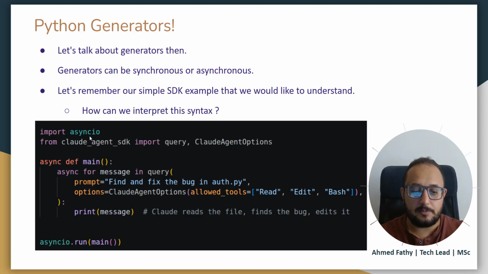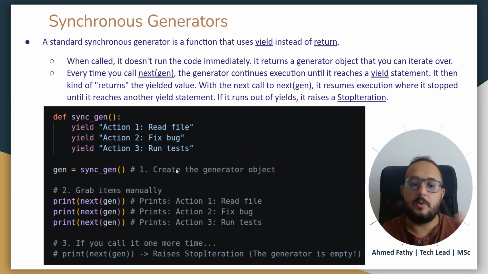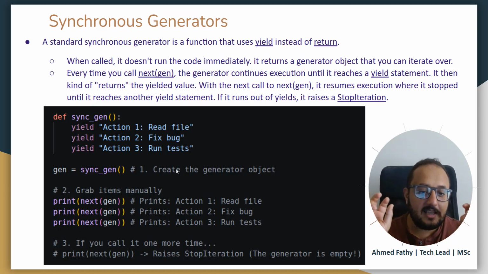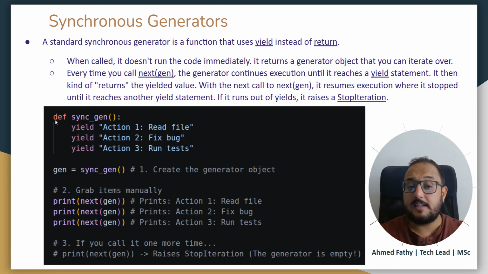So how can we interpret this syntax, specifically the async for message in query? Let's try to start with the synchronous generators. A standard synchronous generator is a function that uses yield instead of return. For example, this one is def, not async def. So this is just a synchronous generator. def sync_generator, and then you can yield.